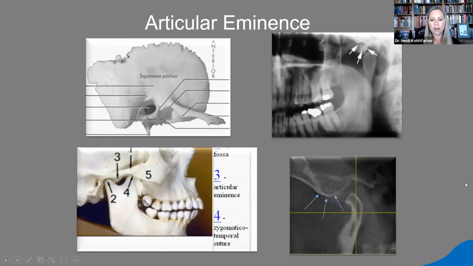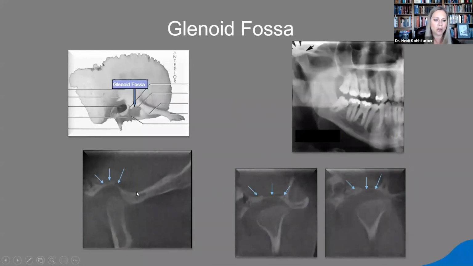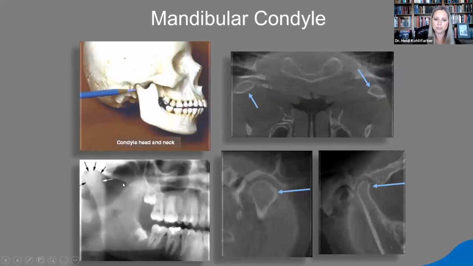We're looking at our anatomy. We have our articular eminence. You see that very nicely with our CBCTs. We can also look at our glenoid fossa region. What we're looking for is nice, thin, intact cortical borders. In fact, when we start to see thickening and sclerosis of cortical borders, then we know that we have a chronic inflammatory process. And so we want to see these nice, thin, intact cortical borders.